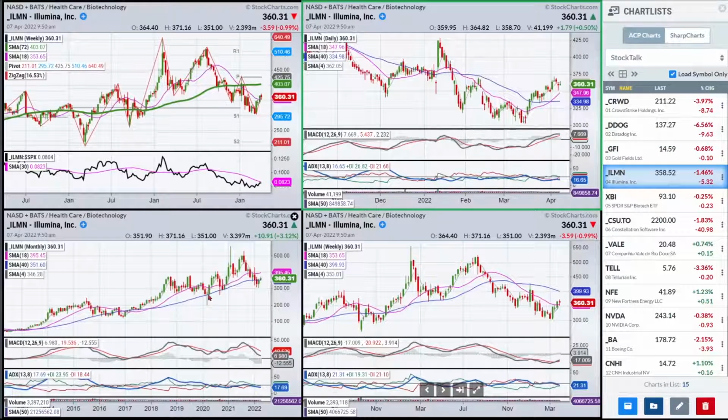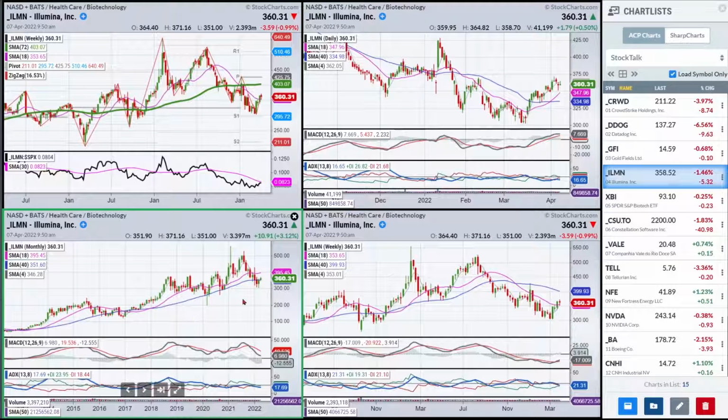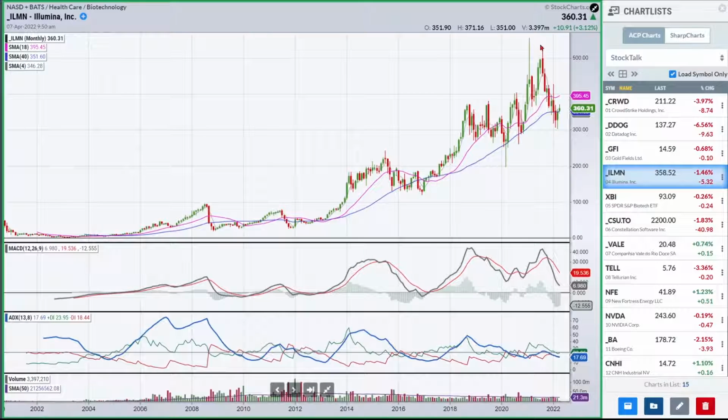Illumina. So go back and look at what the monthly did. And notice how we overran both of the moving averages. Didn't just overrun the 18-month, we overran the 40-month as well. Now, we have reverse divergence developing here. You see how MACD is making a lower low and price is making a higher low? And we've got pretty solid support because look at this big round number at 300, and we've got a pretty good congestion area here. So it doesn't surprise me to see this rallying.